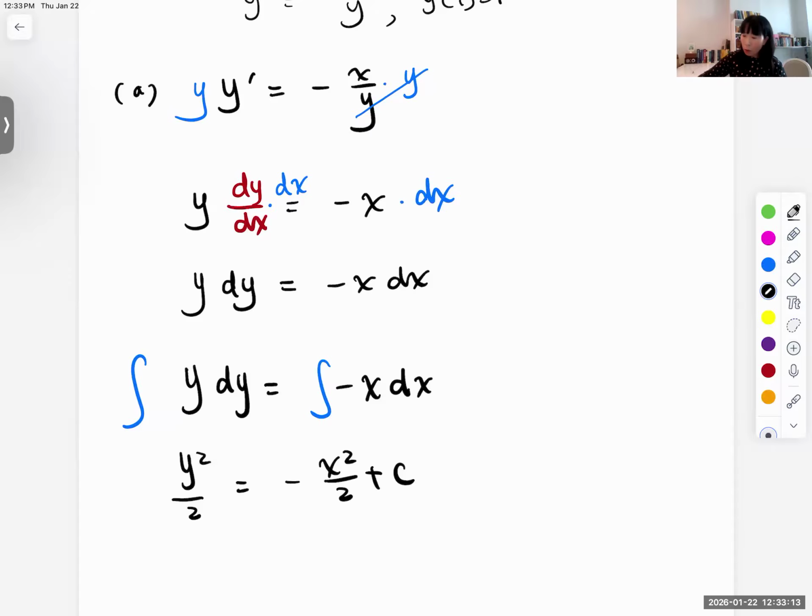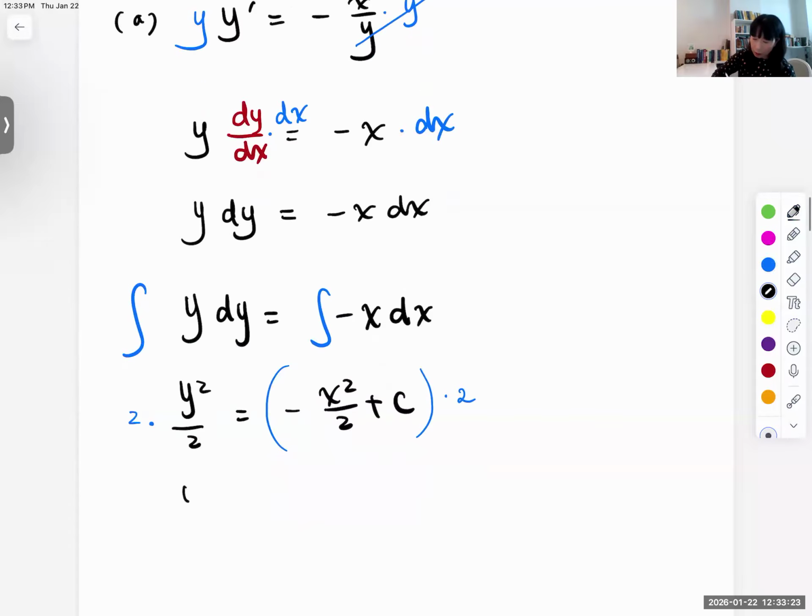Okay, now we want to solve for y, right? General solution. Then we make a times 2. So that will be y squared equal to negative x squared plus 2c. All right. Now we want to find y, yeah? So we want to solve for y.